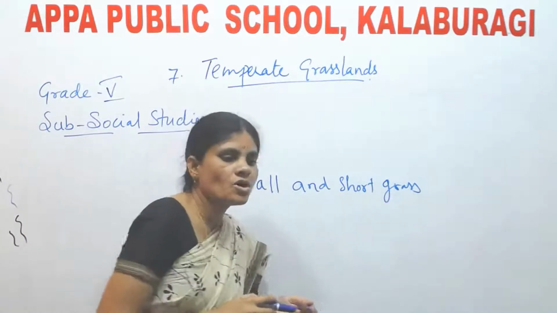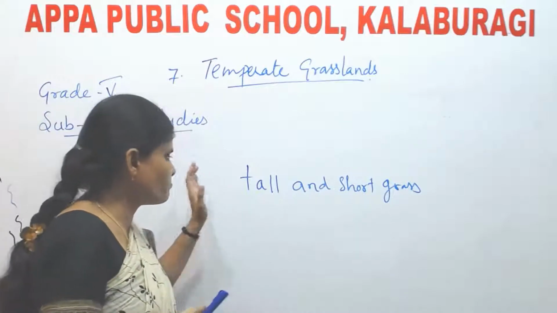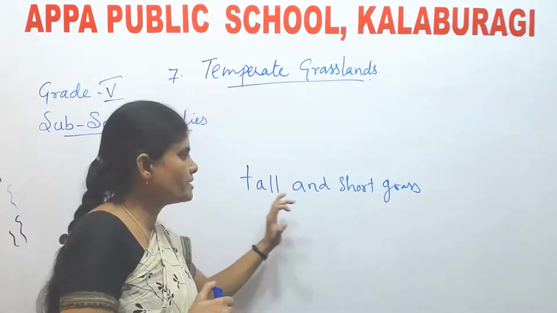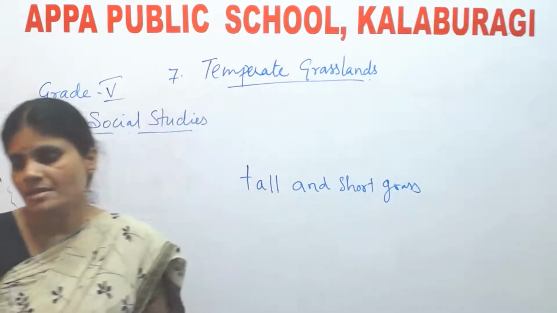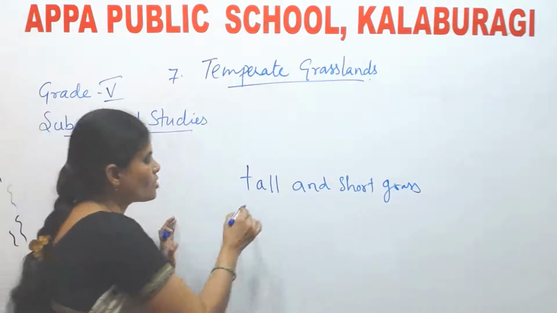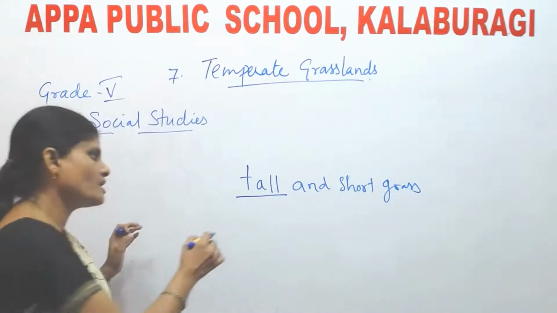Okay, tall and short grasses. Here, the temperate grasslands have tall and short grasses. Where are tall grasses grown? The tall grasses are grown in the areas which receive heavy rainfall.